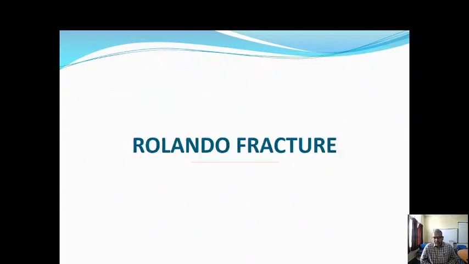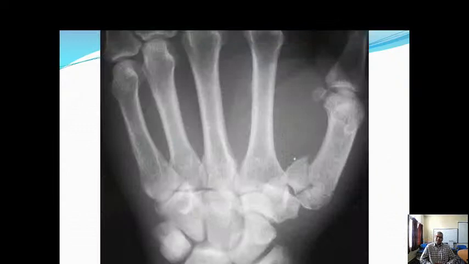So next comes the Rolando fracture. You can see here that this is an intra-articular fracture of the base of the first metacarpal, like the Bennett's fracture, but the fracture configuration is different. Here it's a T-shaped or a Y-shaped fracture.